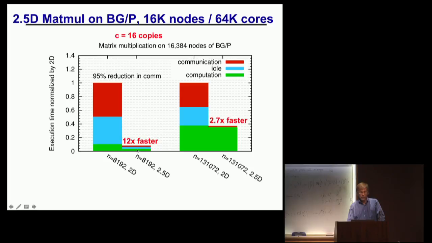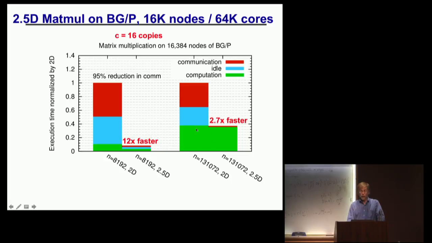So the green bar is the flops. How could that possibly go faster? We're doing the same 2n cubed over p flops. And the answer was the local matrices were larger. So the BLAS3 ran faster because of the replication, and that meant there was faster local performance because of the local memory hierarchy. And so that overall was a factor of 12.